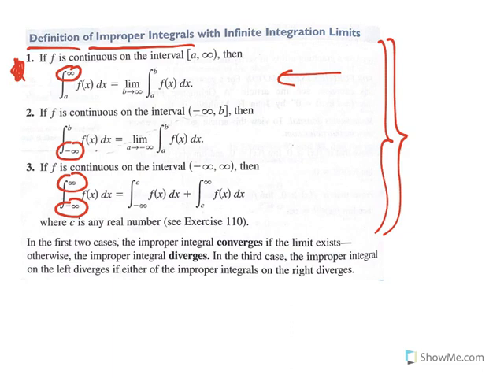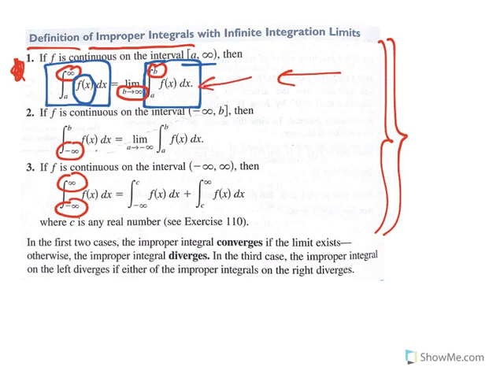So if f, and f is referring to the integrand, if f is continuous on the interval from a to infinity, then this is an improper integral with an infinite limit of integration. And furthermore, this definition also tells us how we should deal with such an improper integral. You rewrite it as a definite integral from a to b. And then you take the limit of that definite integral as the upper limit of integration b approaches infinity. So that's how we deal with it.